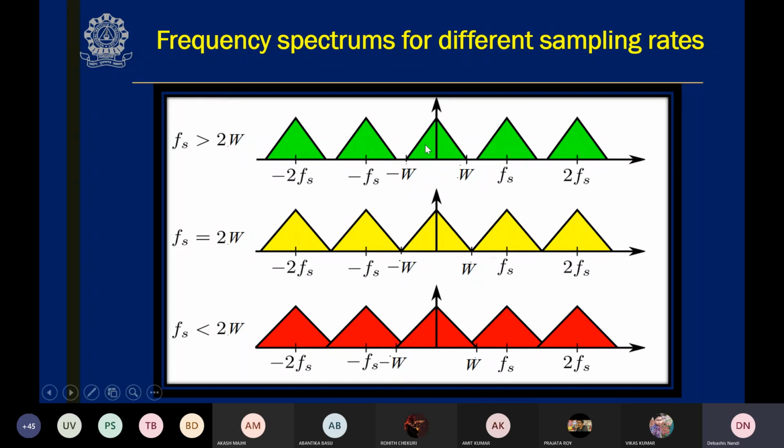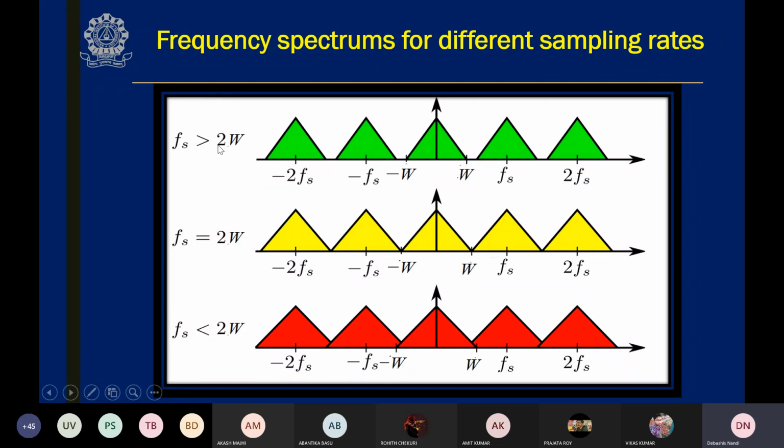Suppose your sampling frequency 1/Ts is greater than twice W. That means Ts is less than 1/(2W). Let us try to consider this Fs, then it will be easier for you.